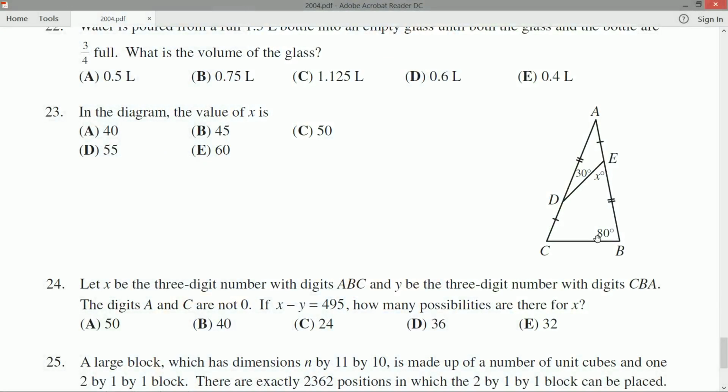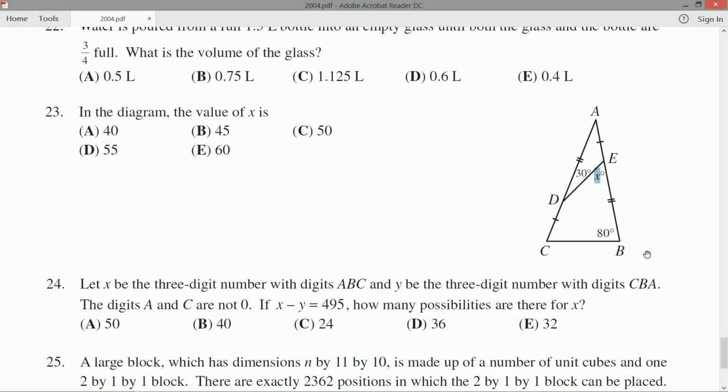Okay, so we have a bit of a diagram going on here, triangle A, B, C, D, E. We have x degrees right up here at angle DEB. We have some other angles, 30 and 80 degrees labeled, and then we have lines through some of these lengths. That means AE is the same length as CD, and DA is the same length as EB. So hopefully that'll help us work some of this out.